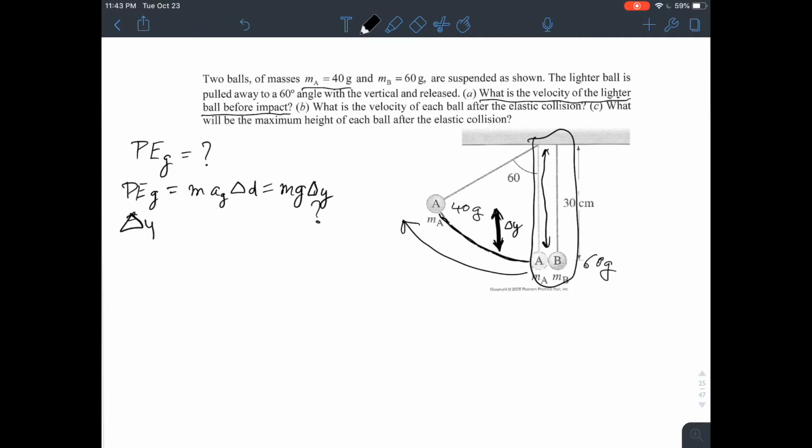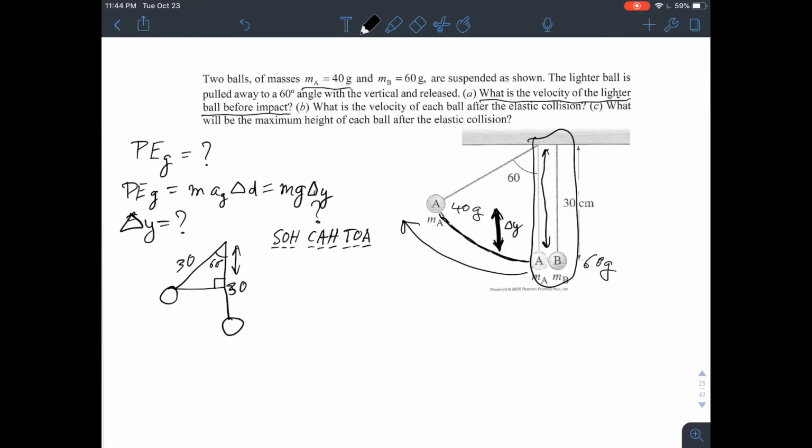So to find the change in y, we use just regular diagrams. So here we go. The ball was here, it went here, it was 30 centimeters here, and it's 30 centimeters here. The length of string doesn't change, but if you draw a line across and you say, okay, this is 90 degrees, this is 60 degrees, it's given to us, then what's this thing right here? And if you remember SOHCAHTOA, which is a mnemonic, sine equals opposite over hypotenuse, cosine equals adjacent over hypotenuse, tangent equals opposite over adjacent.